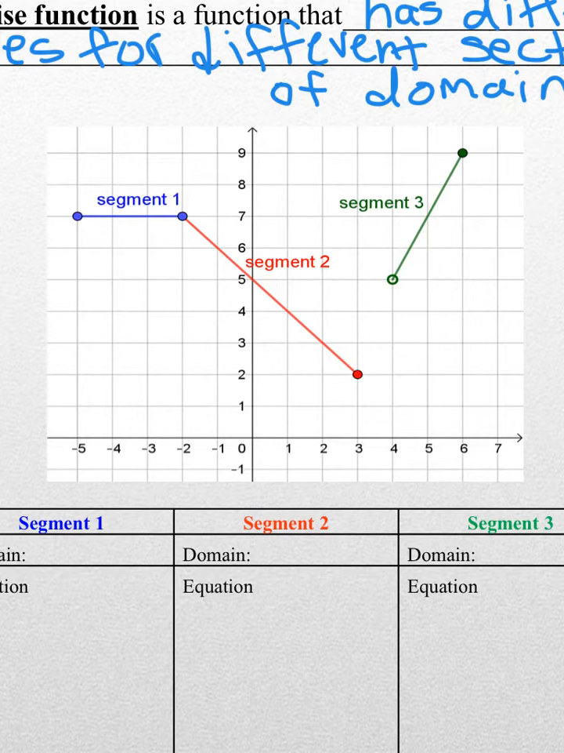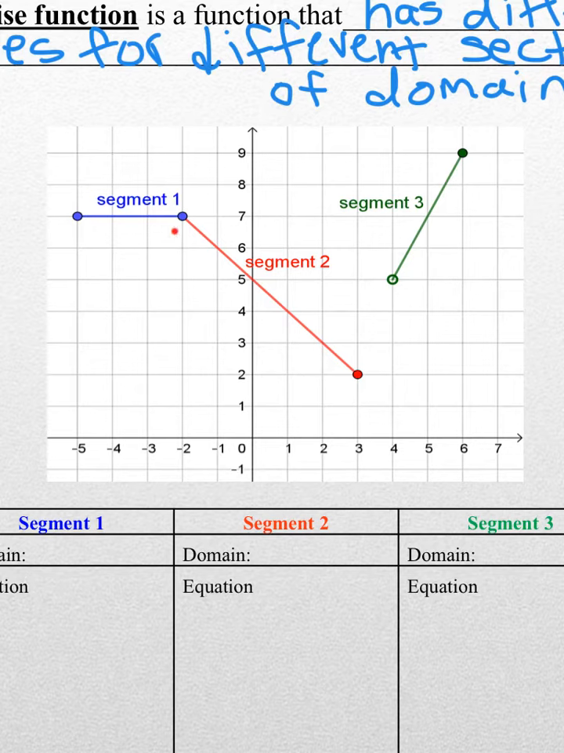So in this graph here, we've got three different pieces. We've got segment 1 in blue, segment 2 in red, and segment 3 in green. We're going to describe each of these pieces with domain, and we're going to describe what type of function they are, and we're going to describe them with a function, in other words, an equation. So let's start with segment 1.